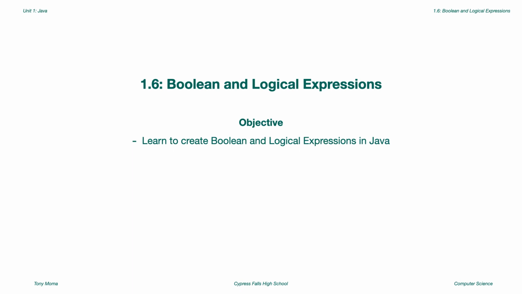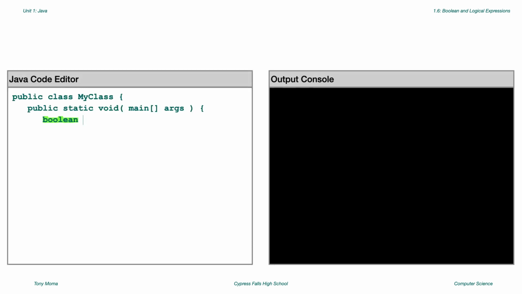Boolean and logical expressions. In this video, we will learn to create Boolean and logical expressions in Java. A Boolean variable is created in Java by typing the word boolean with a lowercase b, followed by the name of the variable, then setting it to either true or false. Note that in Java, true and false are not capitalized.